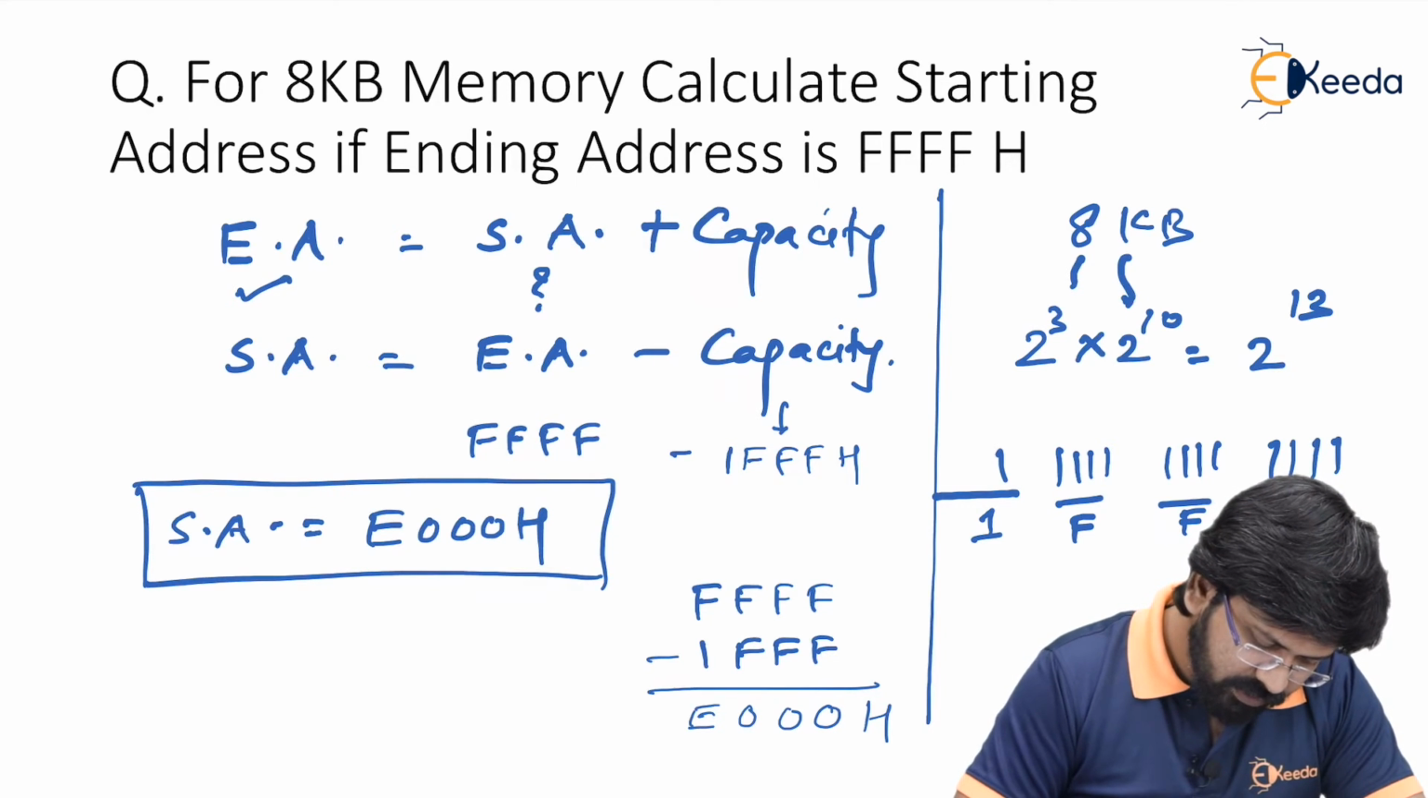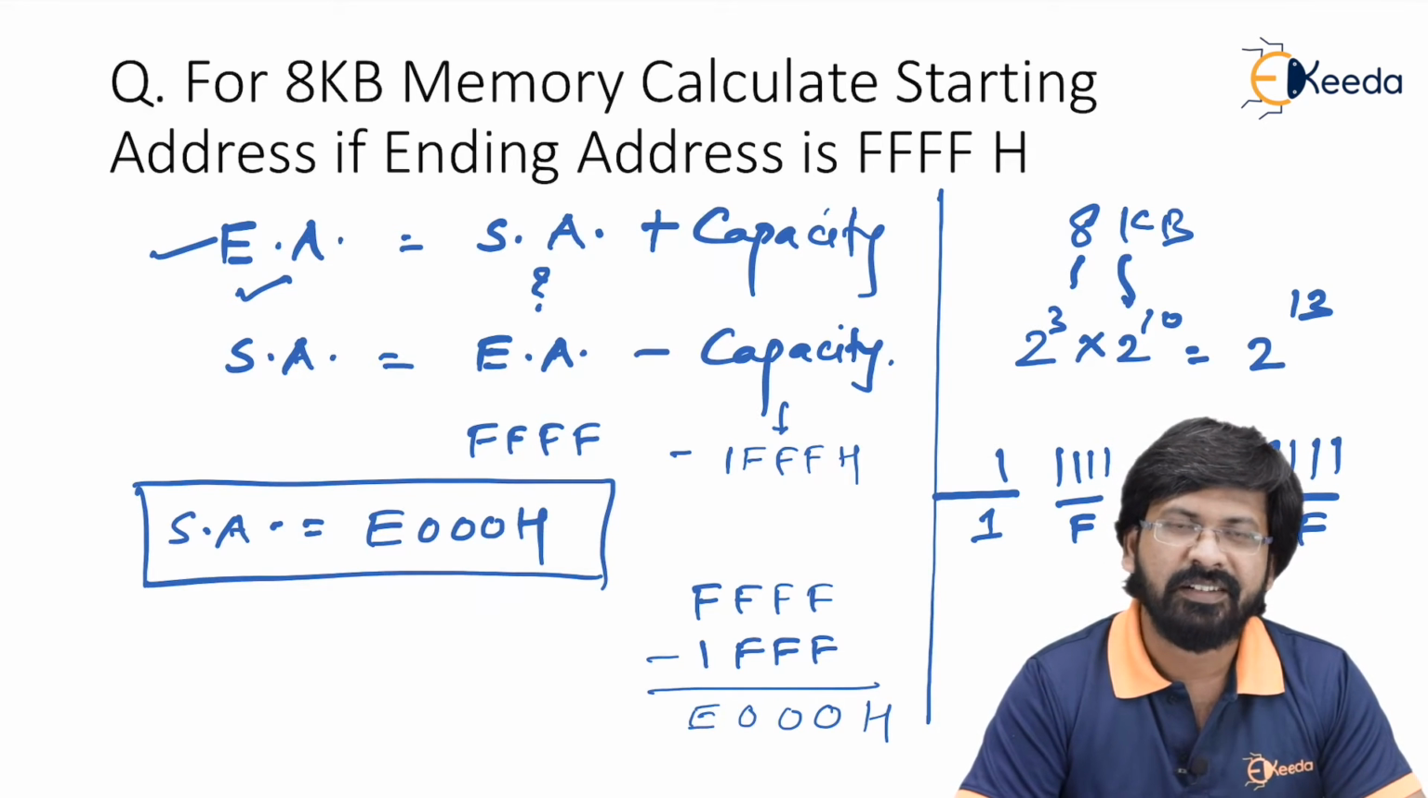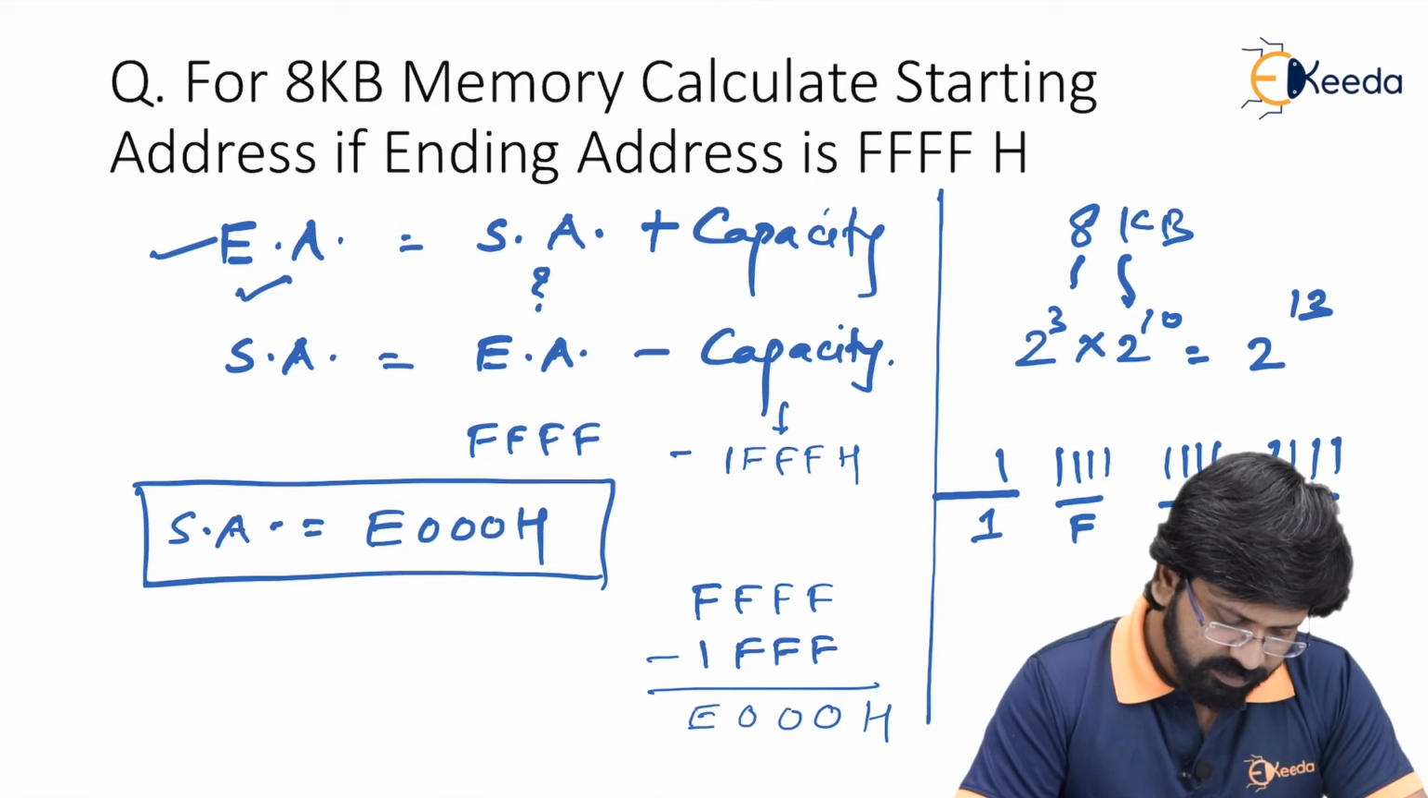So see to it, we have to remember only this formula where ending address is starting address plus capacity, right? Let's move to the next problem.